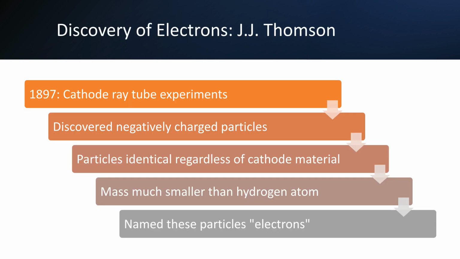J.J. Thomson's 1897 cathode ray tube experiments led to the discovery of electrons. These were identified as negatively charged particles with a mass much smaller than a hydrogen atom, and they were identical regardless of the material used.